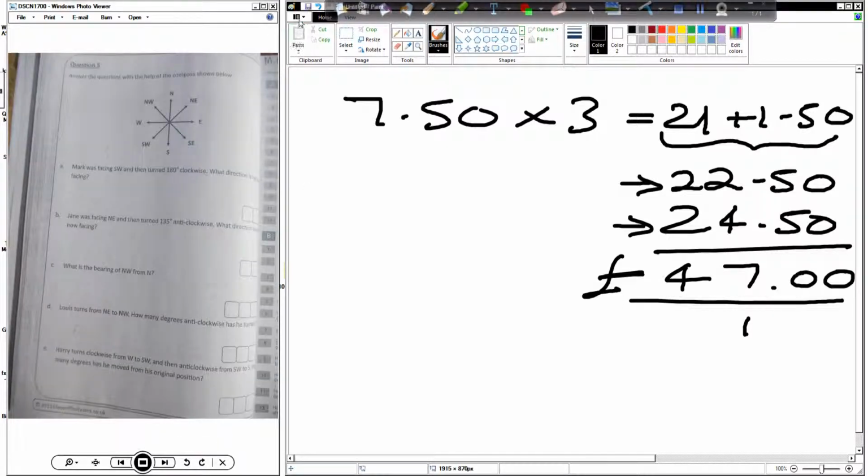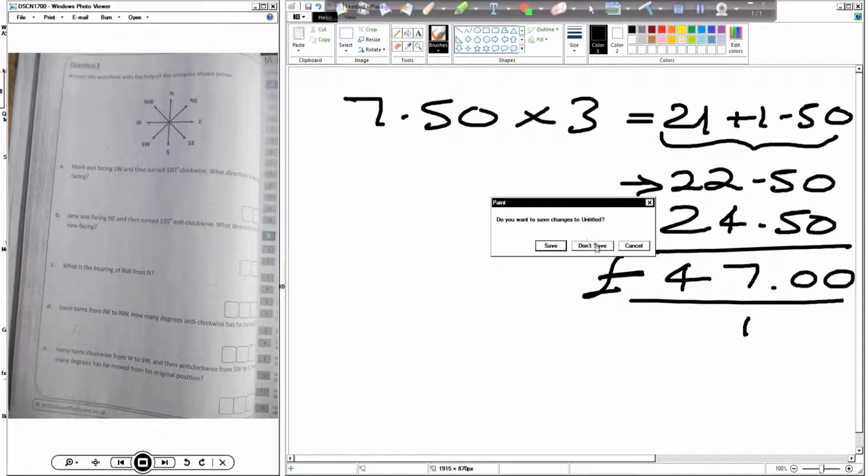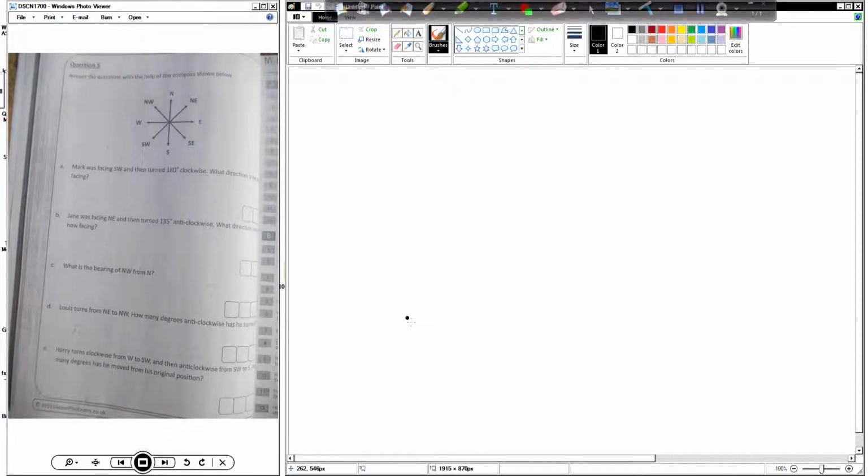Question number 5. Answer the questions. Okay, Bill. So southwest is this way. And he turned 180 degrees. So from southwest, where will he end up if he turns 180 degrees? He turned to northeast. That's question A.